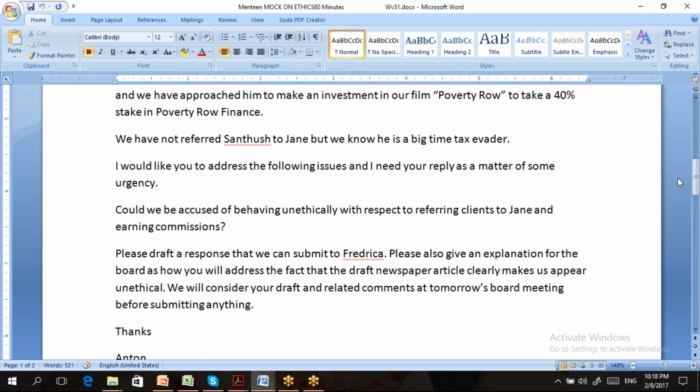Now the first issue we have to look at is, could we be accused of behaving unethically with respect to referring clients to Jain and earning commission? So whenever we are talking about ethics, we must bring in the CIMA Code of Ethics. Yeah, CIMA Code of Ethics.